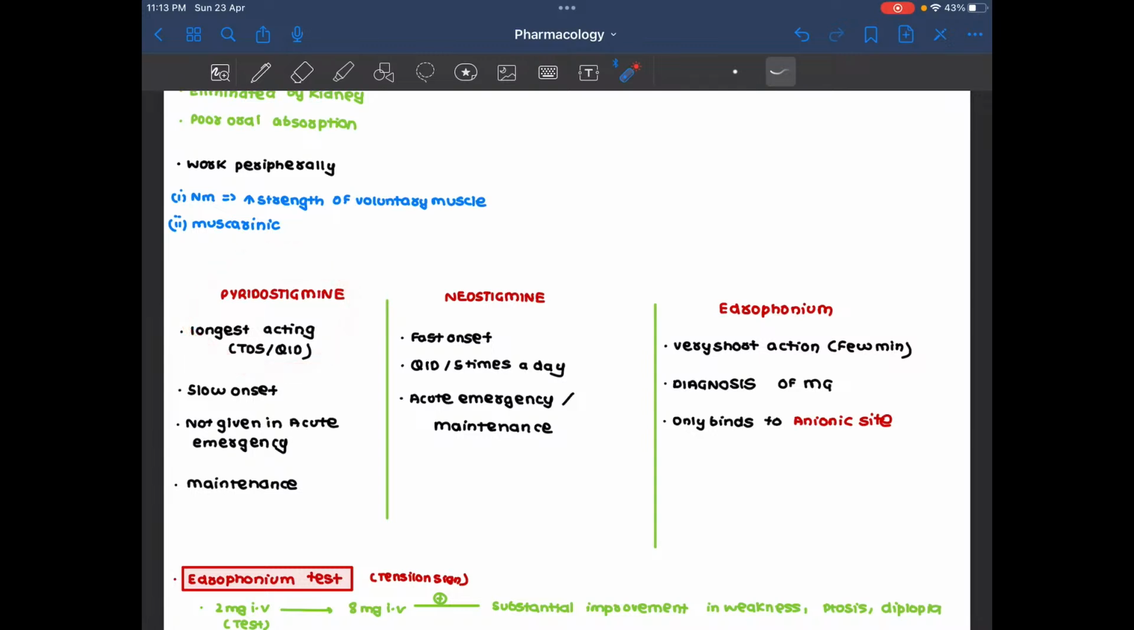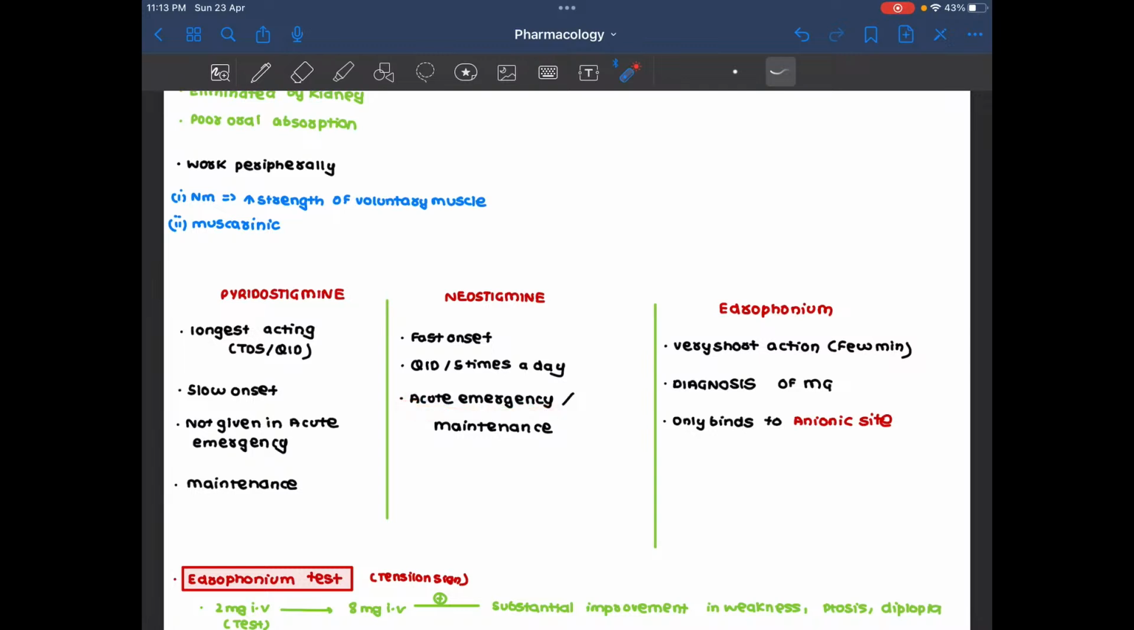Pyridostigmine, because it's the longest acting one, अगर मैं myasthenia gravis में use करता हूँ, I can use it as a maintenance. But problem ये है pyridostigmine की that it's slow in onset. So अगर I'm going to see a myasthenic crisis, a sudden onset of weakness, acute emergency में, I'm not going to use pyridostigmine. What am I going to use in that case? I'm going to use neostigmine. Okay, neostigmine has a faster onset, but problem ये है, it can be used as a maintenance as well, but pyridostigmine is preferred. So I'm going to use neostigmine in case of an acute emergency.